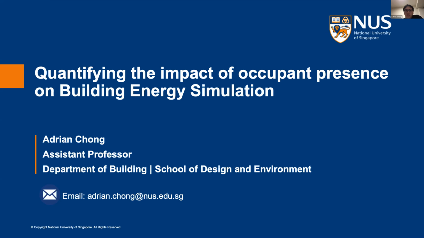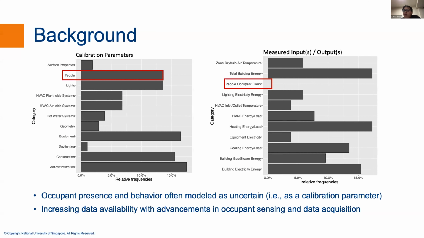I'm going to talk about some ongoing research, which is to understand the impact of occupant presence on building energy simulation. This is part of ongoing research to understand how much information should be gathered so that we reach a desired level of confidence in the building energy model. We did an initial input and output analysis, and what we found is that people are often modeled as uncertain, as well as their behavior and the impact on internal loads.